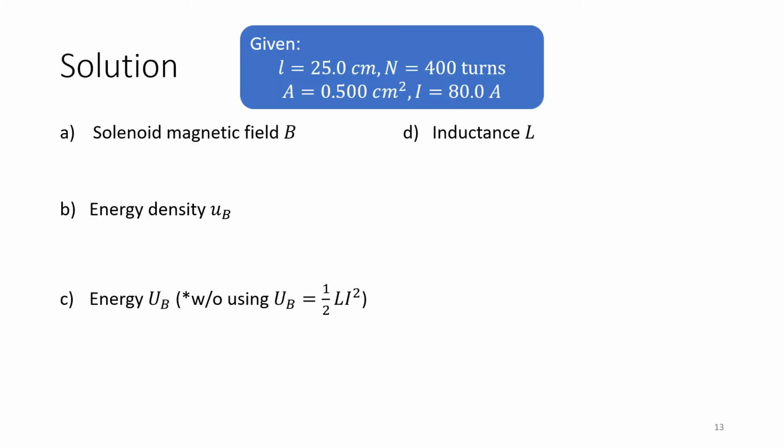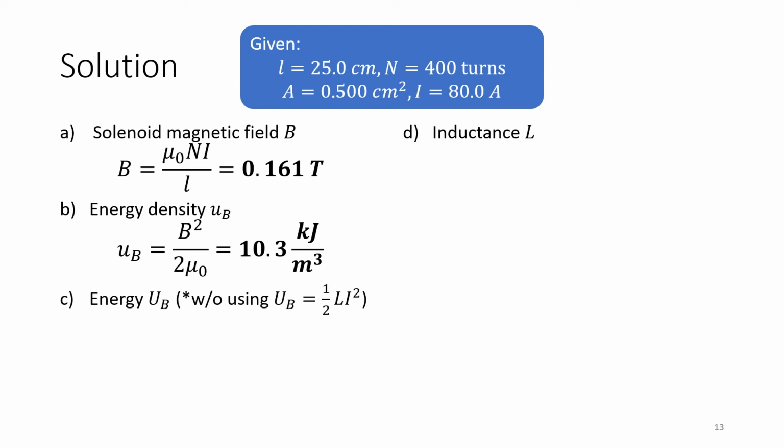First, we identify the given variables before answering the questions. So L is equal to 25 centimeters, N is 400, A is 0.5 cm squared, and I is equal to 80 amperes. Starting with the magnetic field of the solenoid, it's a simple substitution that leads us to mu naught times N I over L. And that should give us 0.161 Tesla. Energy density is also a direct substitution since we already have an expression of B from letter A. Our answer then, after substitution, should give us 10.3 kilojoules per meter cubed.